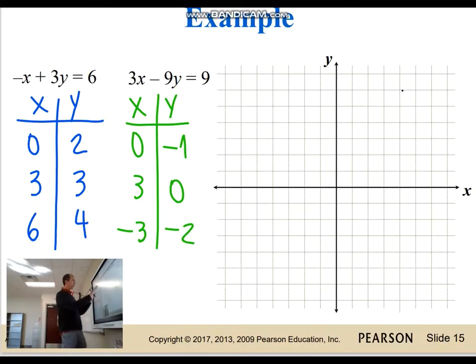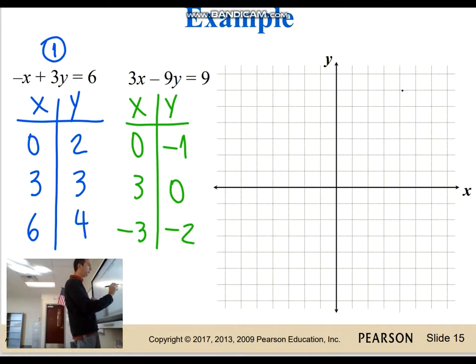Okay, I copied the points that we found here, so we can draw the graphs. For equation number 1, x equals 0, y equals 2. That's the first point. For x equals 3, y equals 3. Here, another point. And x equals 6, y equals 4.